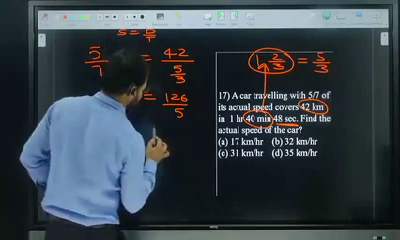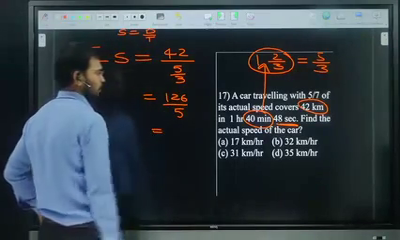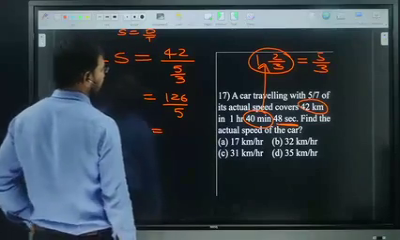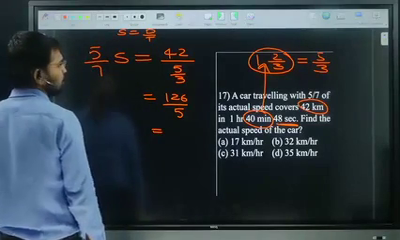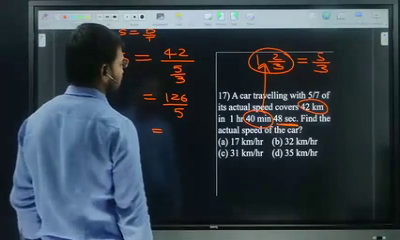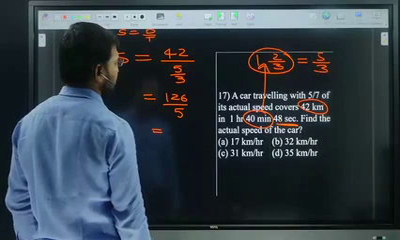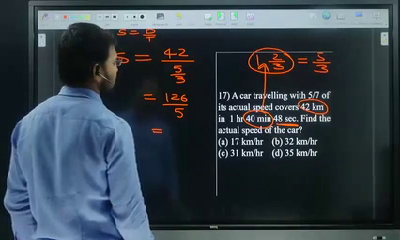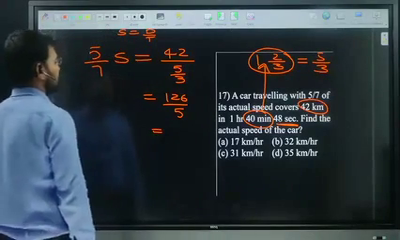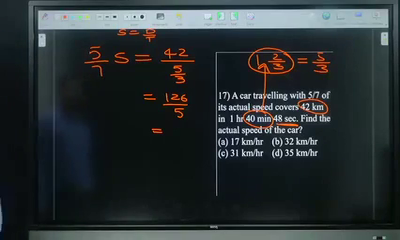5 how many times? 125. 5 how many times? 1 hour 2 by 3 is nothing but 3 ones are 3, 2 5 5 by 3. So 126 by 5.